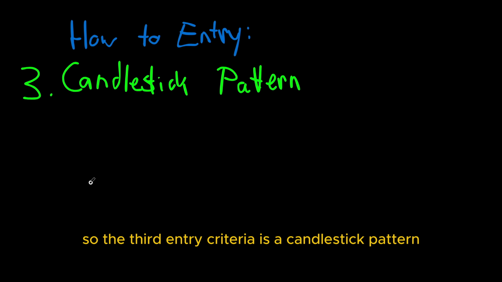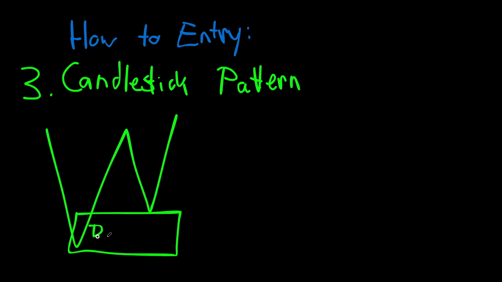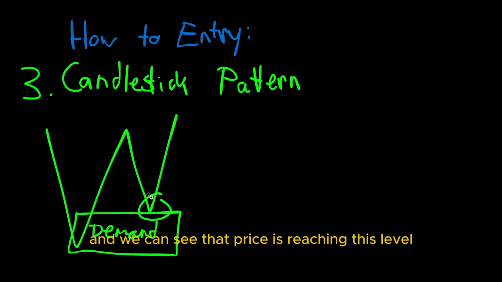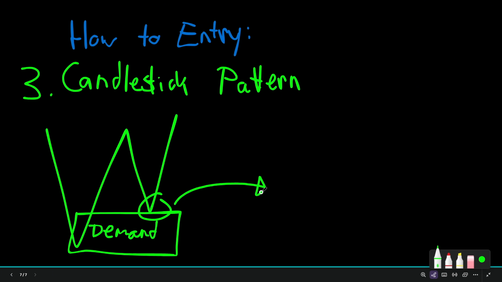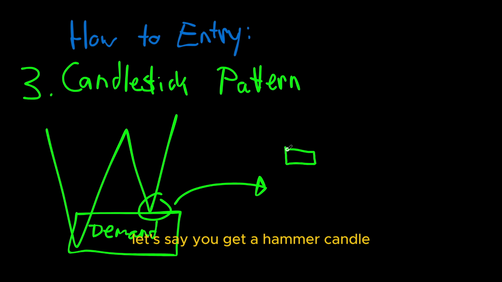So the third entry criteria is a candlestick pattern. Let's say once again we have a strong demand zone right here, okay? This is the demand zone. And we can see that price is reaching this level. What we want to see is a candlestick pattern, okay? Let's say you get a hammer candle.